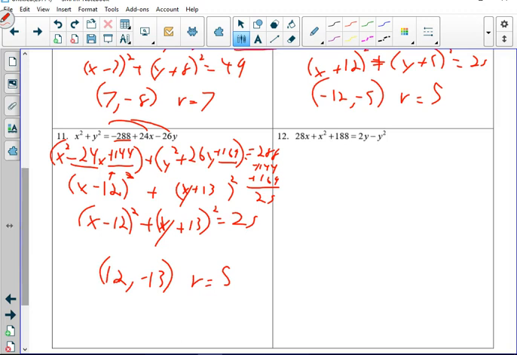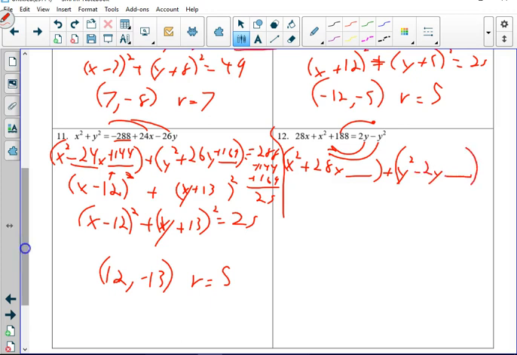Last problem on this page in this section. I need to move the 188 over and these over and reorder it. So it's going to be x squared plus 28x, space. Plus, when I move the negative y squared over, it becomes positive. When I move the 2y over, it becomes negative. Space. Equals, I got to move the 188 over and make it negative.